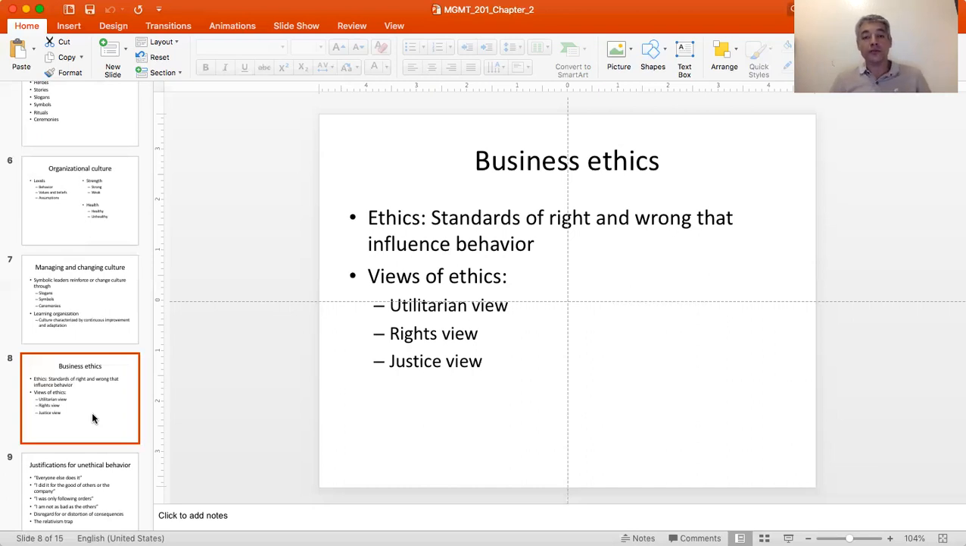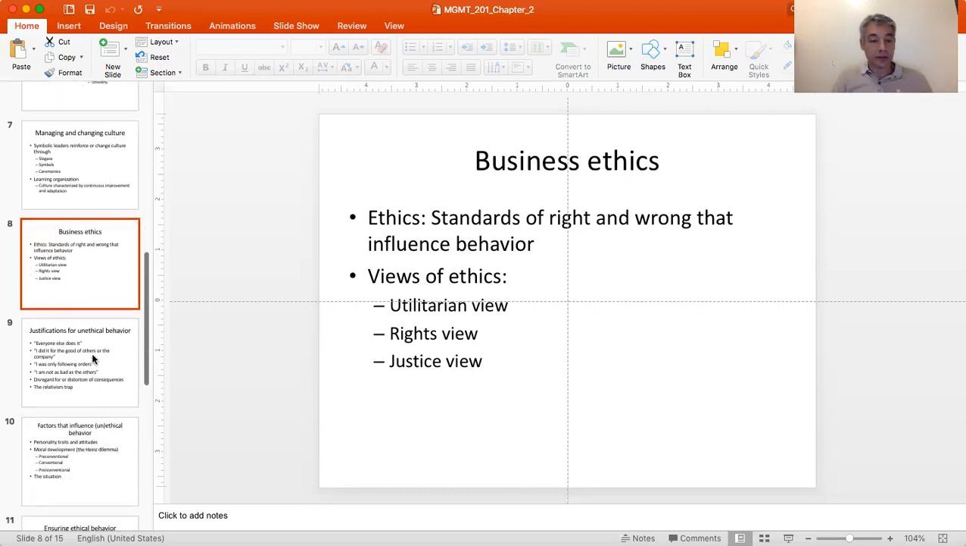The rights view holds people and their rights as something absolutely essential. So whatever it is that you do, you do not violate people's rights. That becomes a cornerstone of this approach to business ethics. And the justice view basically talks about the importance of treating everybody and anybody fairly, with no prejudice, with equal rights. So it's much less about creating value or utility as such, and more about treating people with dignity and equality. Those are the three basic views of ethics that you could see in business decision making.